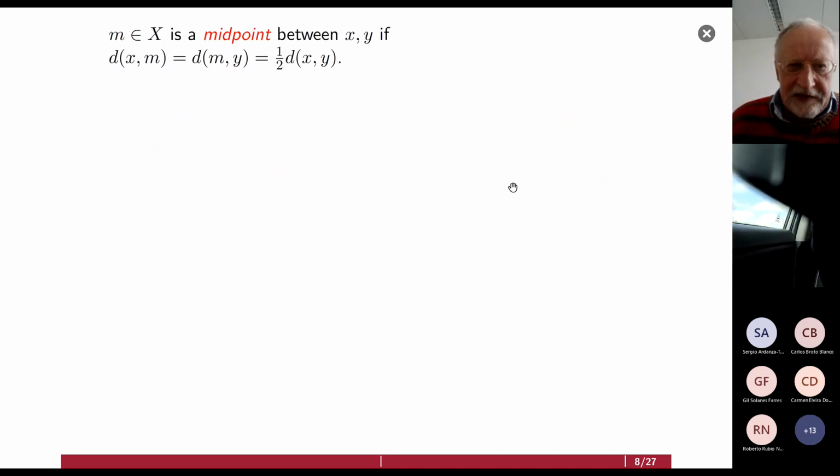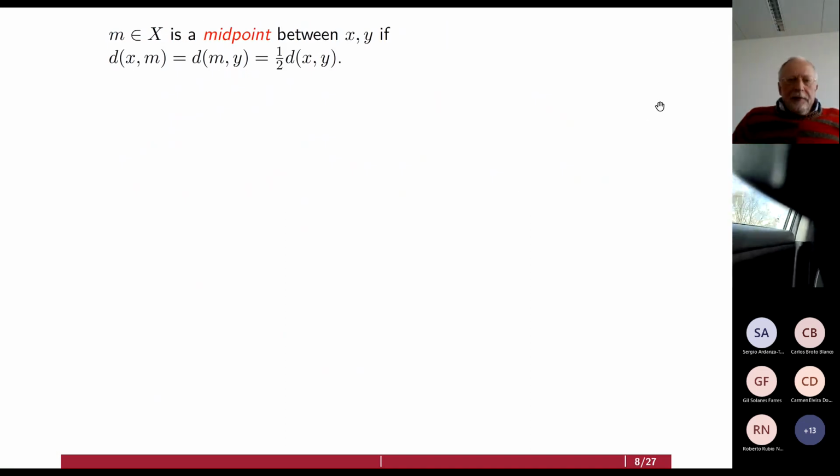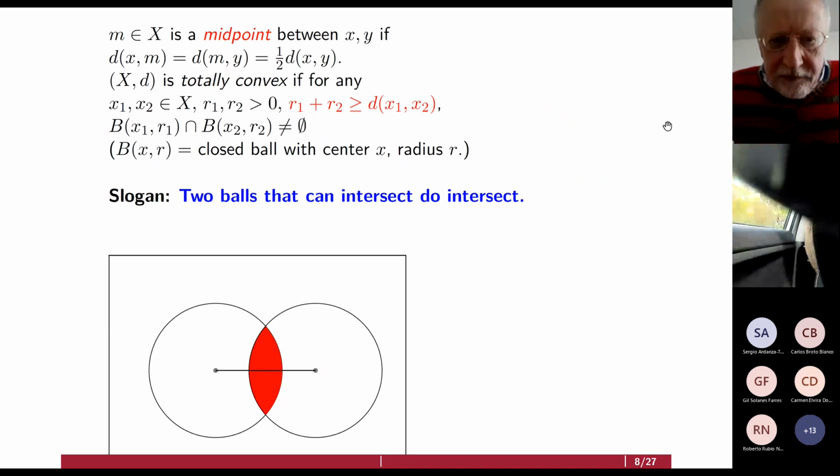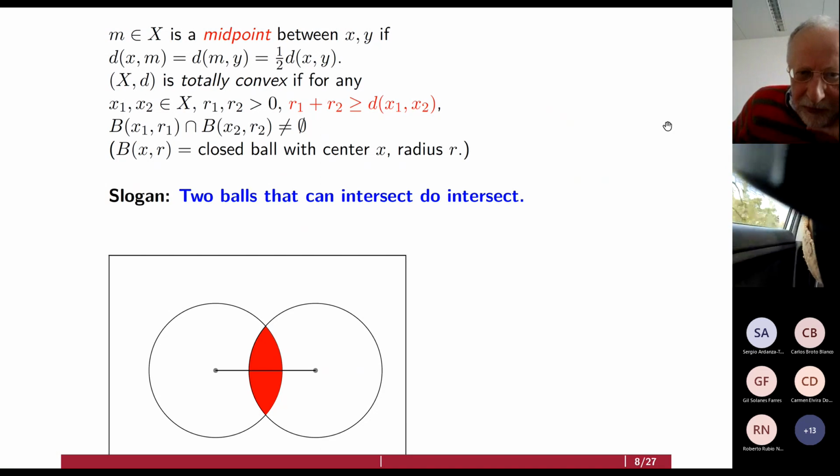Now, on the next slide, we have an important definition, namely we call a point a midpoint if its distance to both points x and y is just 1/2 of the distance between them. Of course, there may or may not exist midpoints, but the important property that we will use is the condition of midpoints. More generally, if you have two balls, for example, of radius equal to 1/2 of the distance between the original points, then if you have a midpoint, this would be a point of intersection.